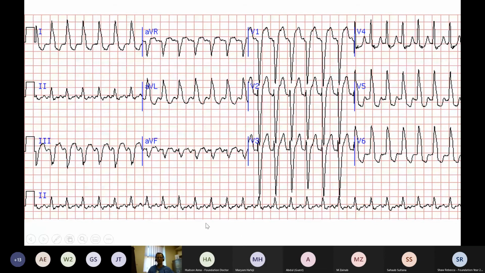So this could be an SVT. What's the rate of this ECG? So can you see that if we look at the R waves here, it's basically two large squares between each R wave. So the rate is 150. So can anybody tell me what the SVT diagnosis is likely to be if this is an SVT? Because it's regular, so we're not going for atrial fibrillation here.